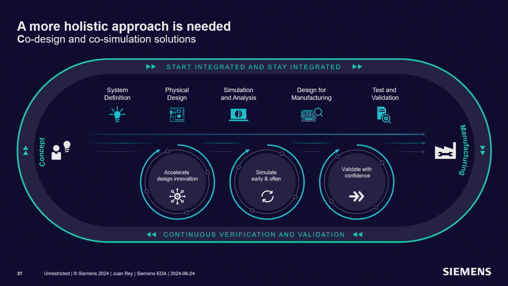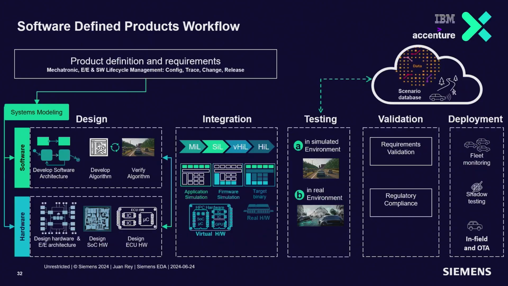Again, coming back to the initial figure that was presented in the beginning, that can be done when you focus all your attention and your efforts on providing a continuous verification and validation loop from the concept idea all the way to the manufacturing idea. That helps you start being integrated in concepts and keep all the information integrated at every step, such that you can have those loops fast enough. That can support system definition, physical design, simulation analysis, design for manufacturing, all the way to test and validation, and beyond even the manufacturing steps.